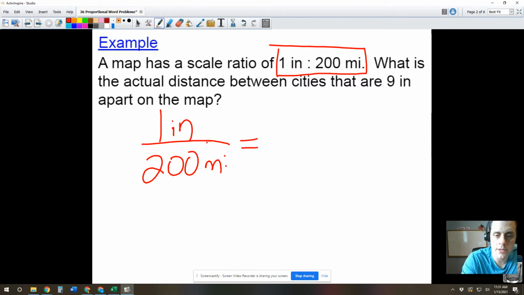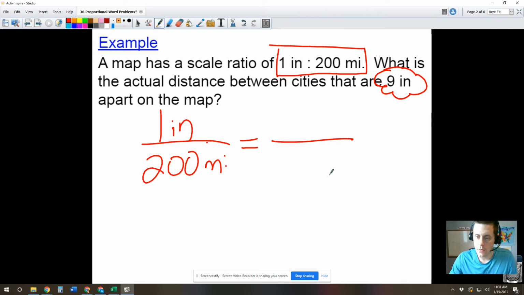Step two, we're setting up a proportion. So there's my equal sign and there is my second ratio. The other value in this problem, what is the actual distance between cities that are 9 inches apart on the map? So where is that 9 going to be placed? Will it be on the top? Will it be on the bottom? Look at our formatting from the first ratio. Inches on top, miles on the bottom. 9 is a measure of inches, so 9 inches shall be on top of my second ratio. The bottom is an unknown. Let's use M for miles. M representing an unknown number of miles. The number of miles between cities in real life that are 9 inches apart on a map.